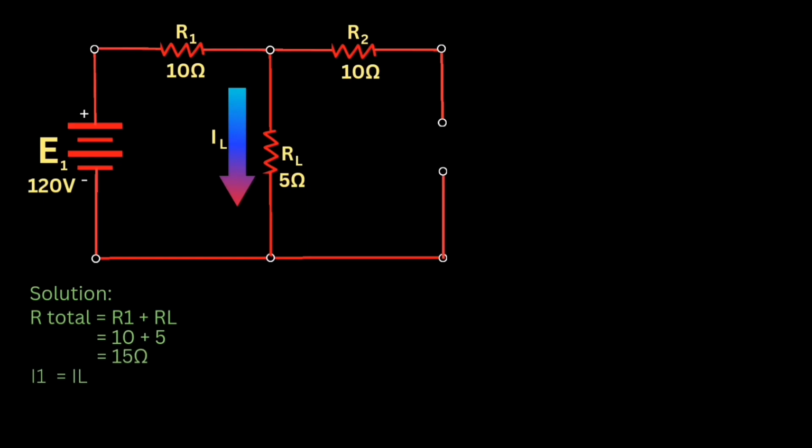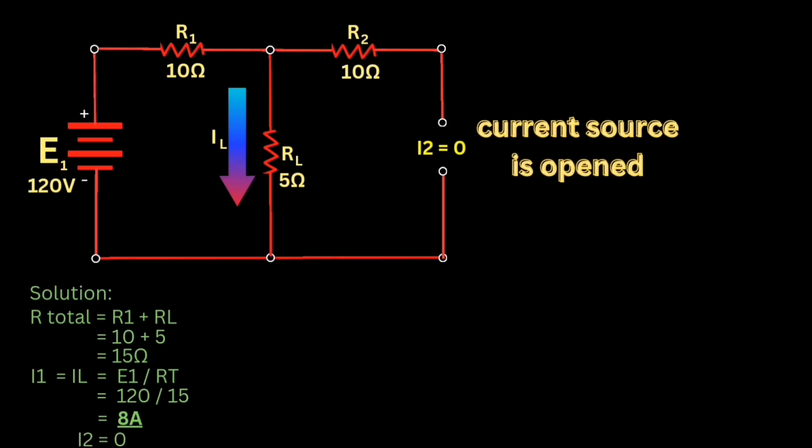I1 is equal to IL, so to solve that, it is equal to E1 over R total. Using the values, it is equal to 120 volts over 15 ohms, which is equal to 8 amperes. I2 is equal to 0 since the current source is opened.